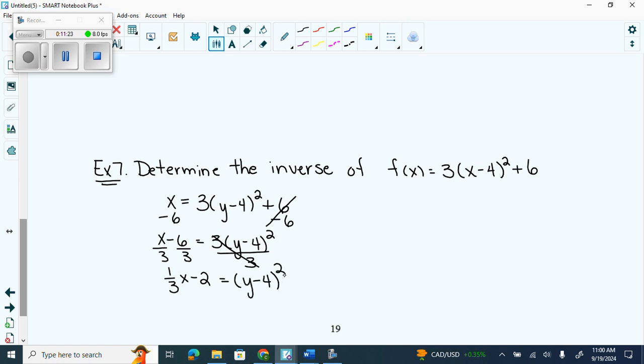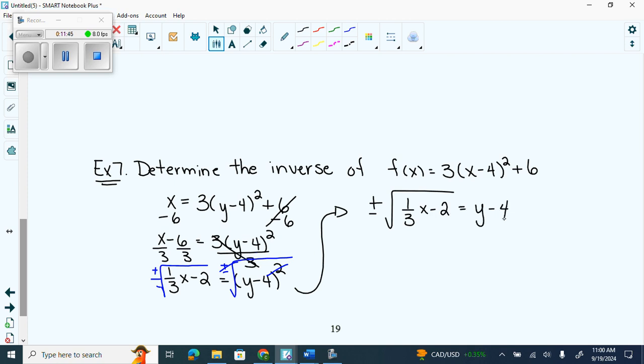How do I get rid of the squared? Square root. And when I do the square root symbol, I put plus or minus, positive or negative. So then I'm left with plus or minus the square root of 1/3 x minus 2 equals y minus 4. And now I can add 4 because the bracket is gone. So I get f negative 1 of x equals 4 plus or minus the square root of 1/3 x minus 2.